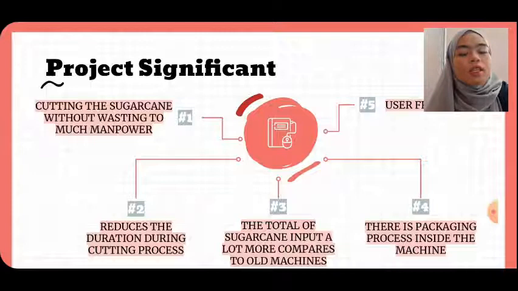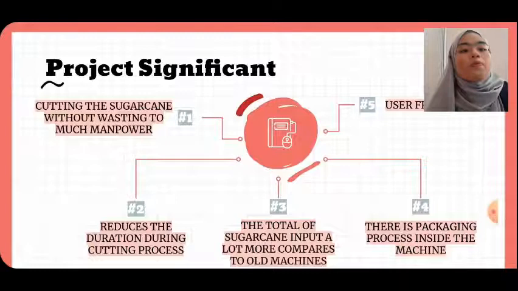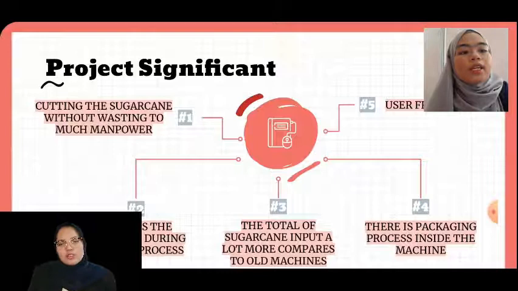And the second one is to reduce the duration of the cutting process. The third one is that the total sugarcane input is a lot more compared to other machines. The fourth one is that there is a packaging process inside the machine. And the last one is user friendly.